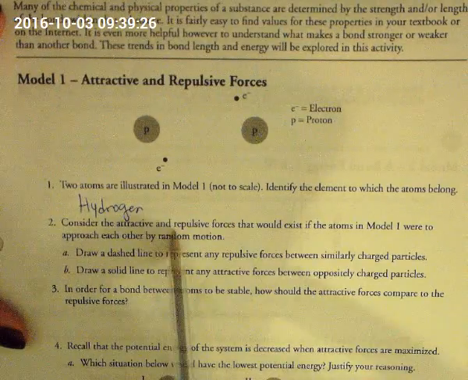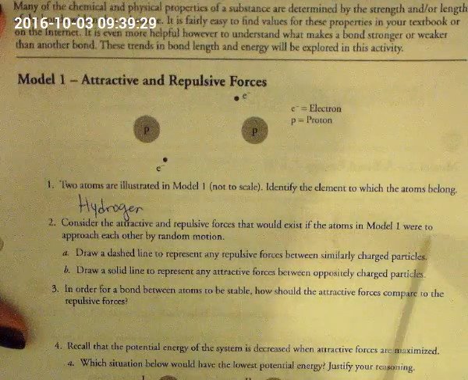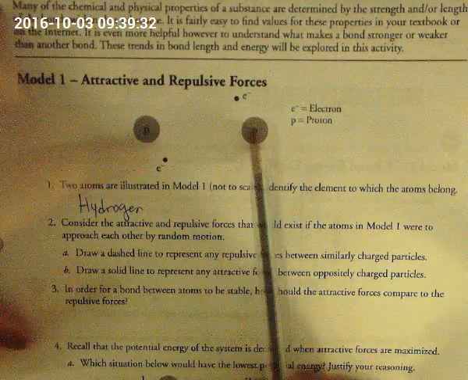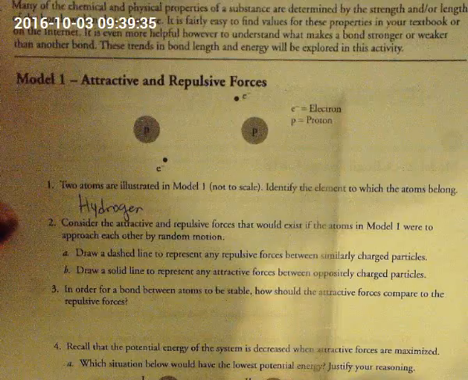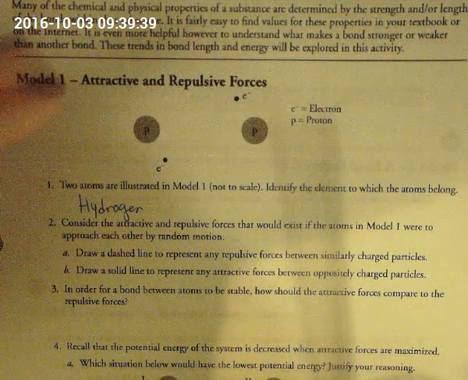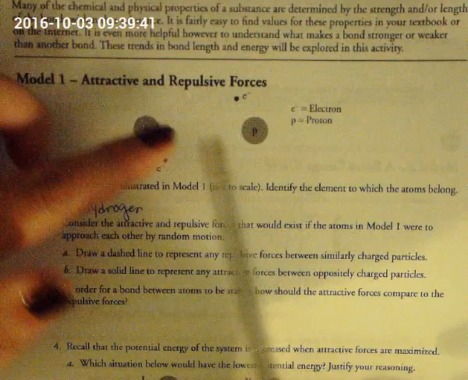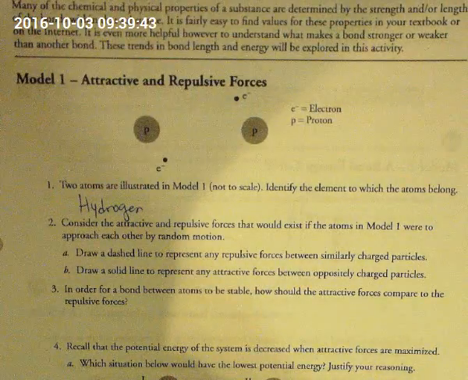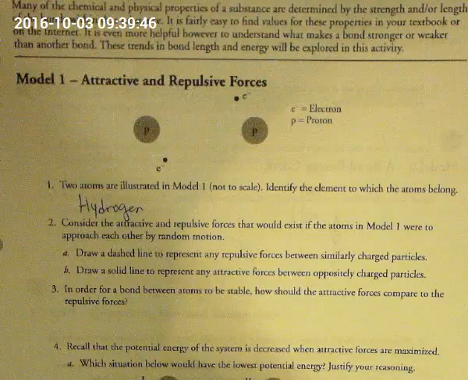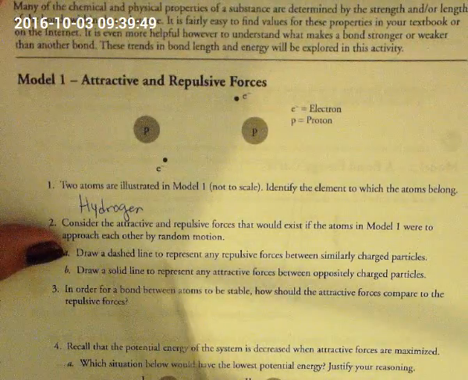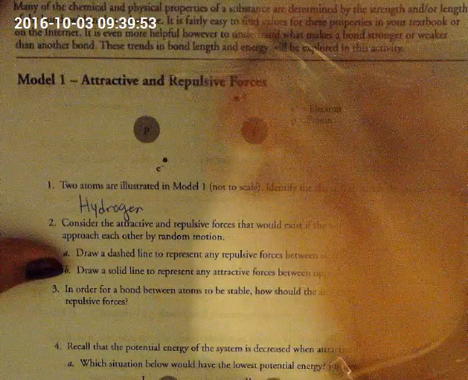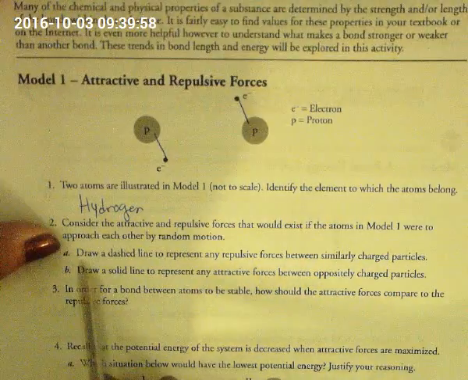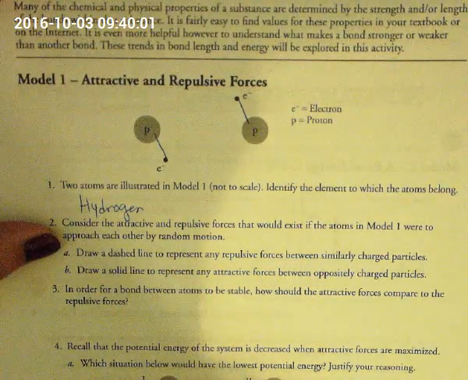Now, for number 2, they want us to consider the attractive and repulsive forces that would exist if the atoms in Model 1 were to approach each other by random motion. So these suckers are moving in a space in the universe, and just by chance they come closer to each other, right? So where would you see attraction between the proton and the electron? So they want us to draw a solid line to represent attractive forces. So there would be a solid line from here to there and from here to there, right?